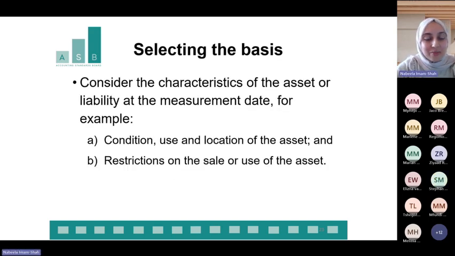So in selecting the measurement basis, entities should consider the characteristics of the asset or liability at measurement date. For example, if we look at assets, entities need to consider the condition, use, and location of the asset, and also the restrictions on the sale or use of the asset. For example, for fair value measurement, the characteristics are considered if market participants would take those characteristics into account when pricing the asset or liability.